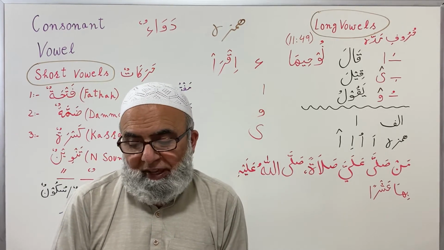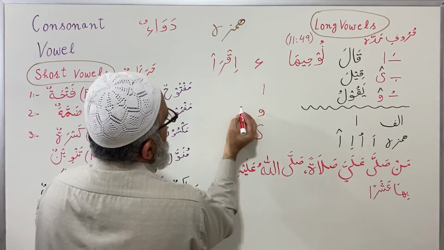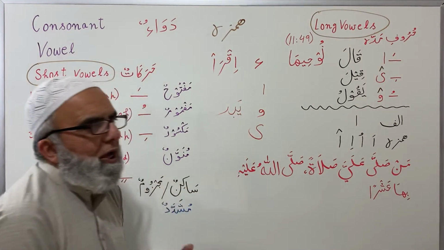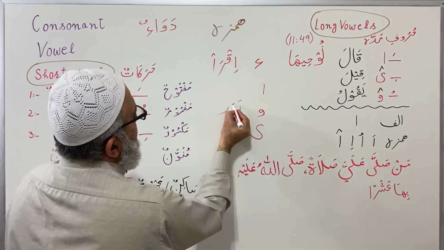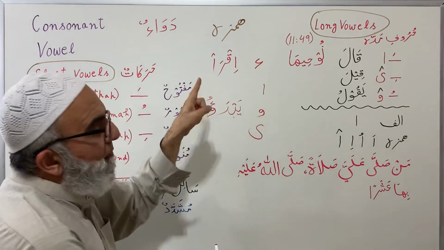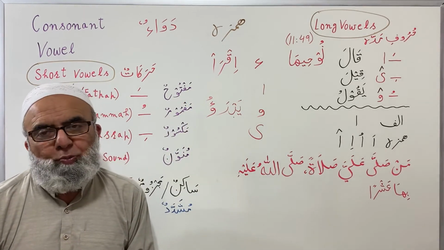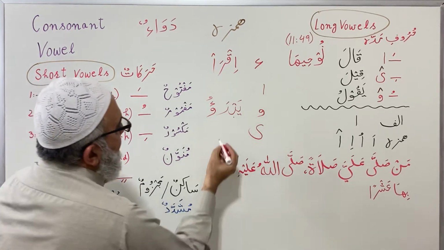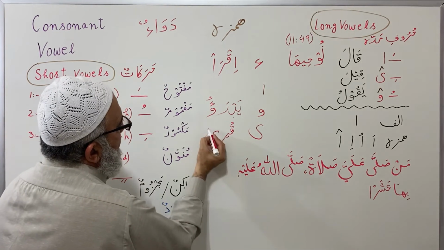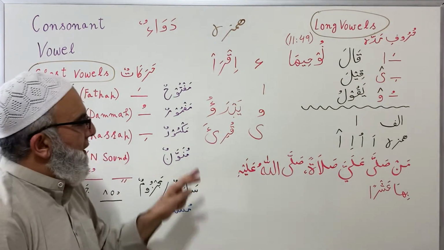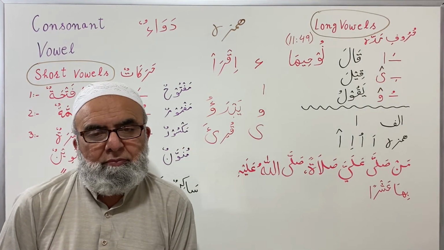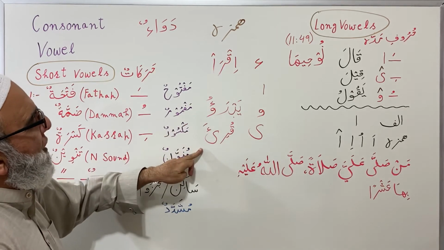There is another example, yabda'u. Here the Hamza is sitting over the waw. There is another example, Quri'a. Here Hamza is sitting over the ya. Yabda'u, Quri'a, Iqra.